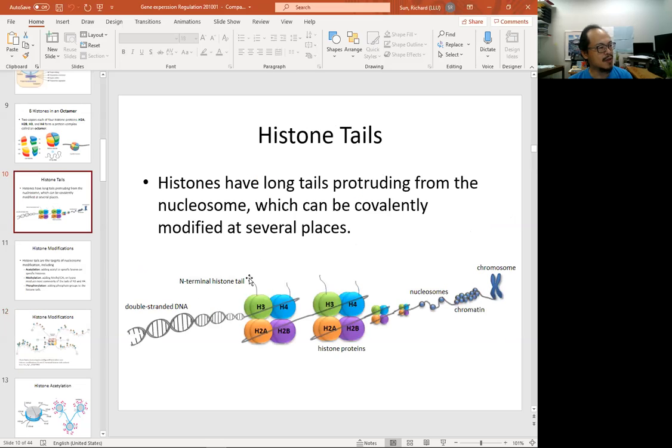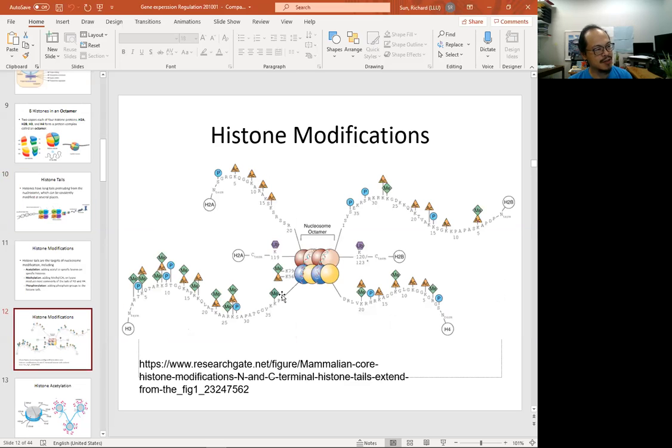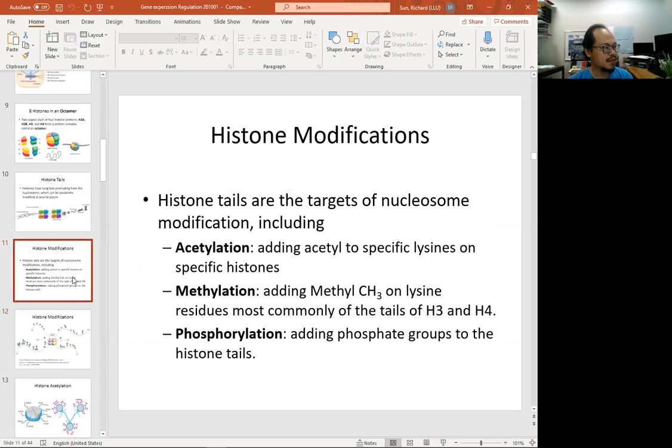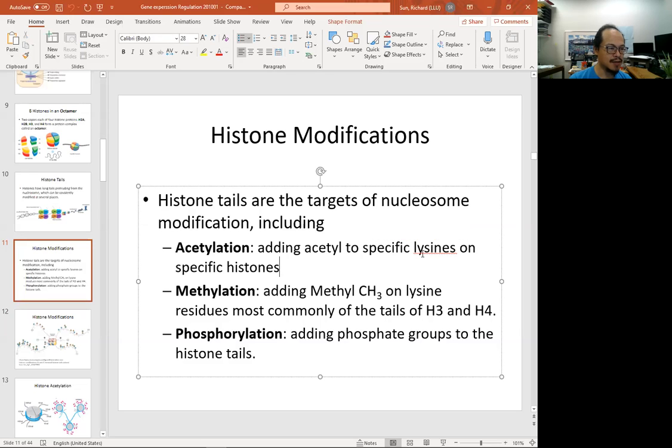So go back to this one, that's a tail. If we zoom into a tail, you can see a lot of sites to get modified. So this one summarizes what those histone modifications are. We have acetylation, to add an acetyl group to lysine. Lysine is the amino acid on specific histones. So that's one. Three types of modification: acetylation, methylation, phosphorylation.